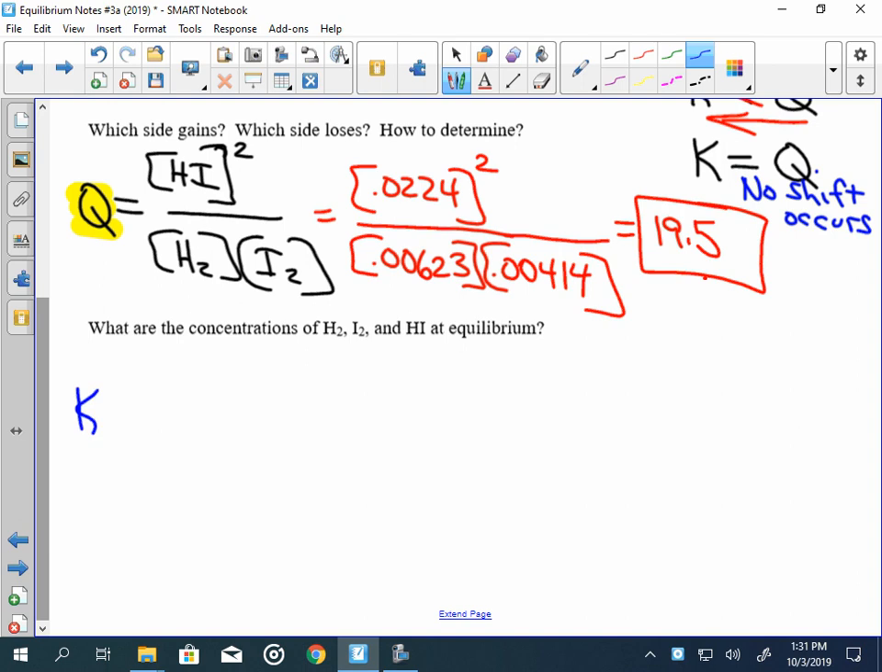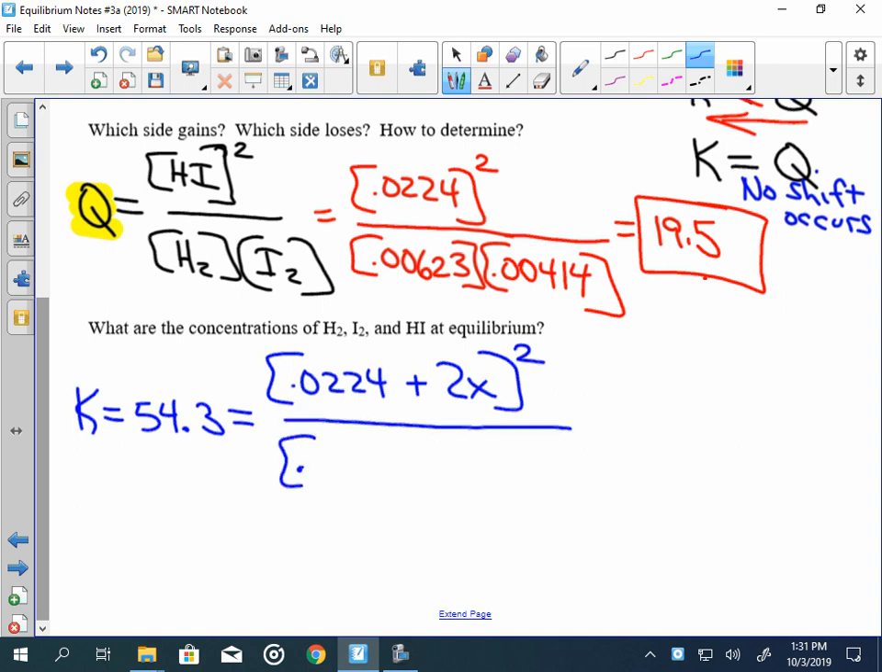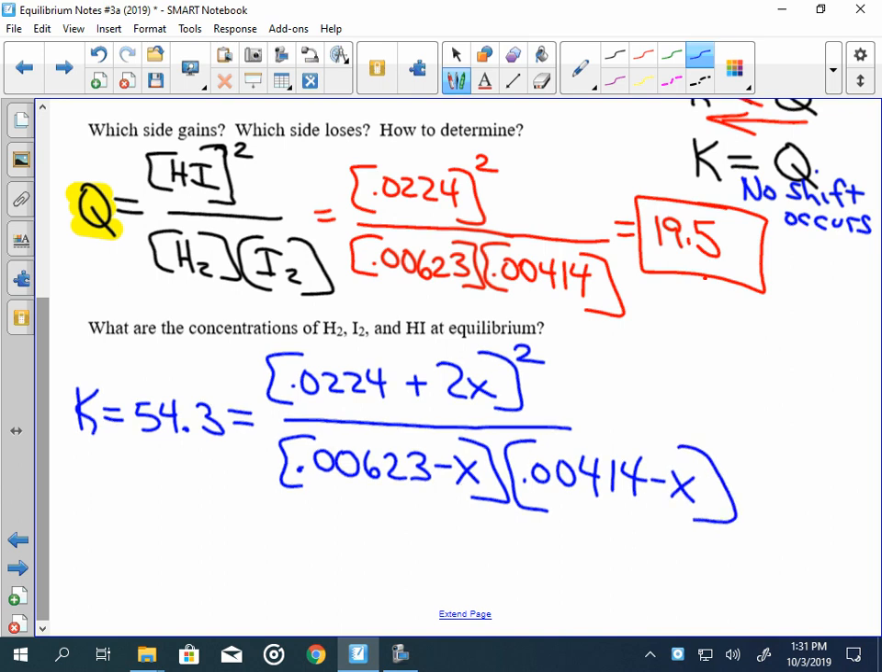I know that K is equal to 54.3, and that is going to be equal to 0.0224 plus 2x, squared, over 0.00623 minus x times 0.00414 minus x. When I put that into my calculator, I get x is equal to 0.00157.